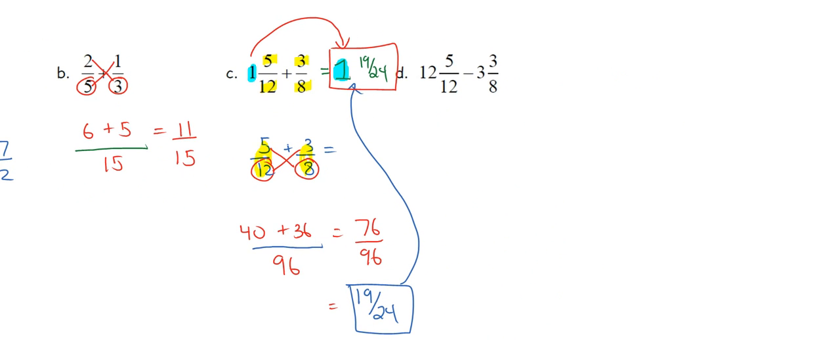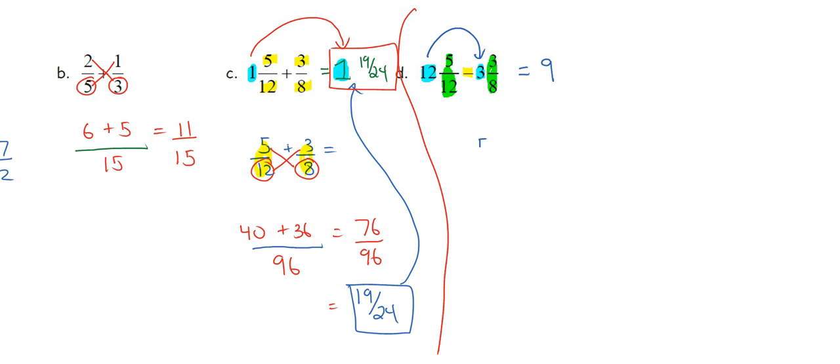Okay, so then we have question number 3D. It's a very similar problem to question number C. Once again, I'm going to take these outside numbers, this 12 and the 3. The difference for this question is we're subtracting now, so we just have to subtract our numbers this time. Let's start with the outside numbers. 12 minus 3 is 9. And then after that, I will take the 5 over 12 and the 3 over 8, and I'll subtract those.